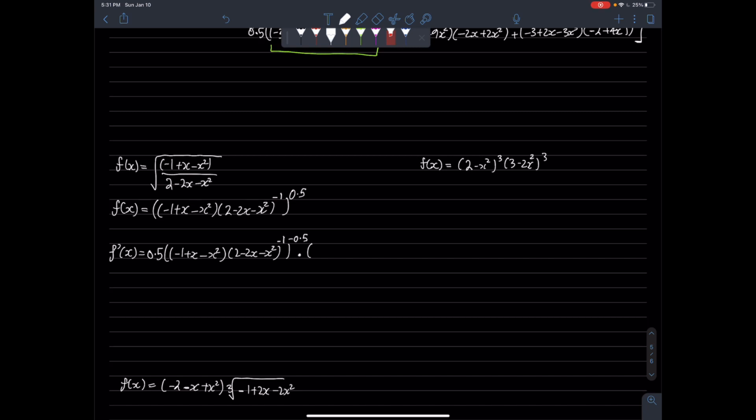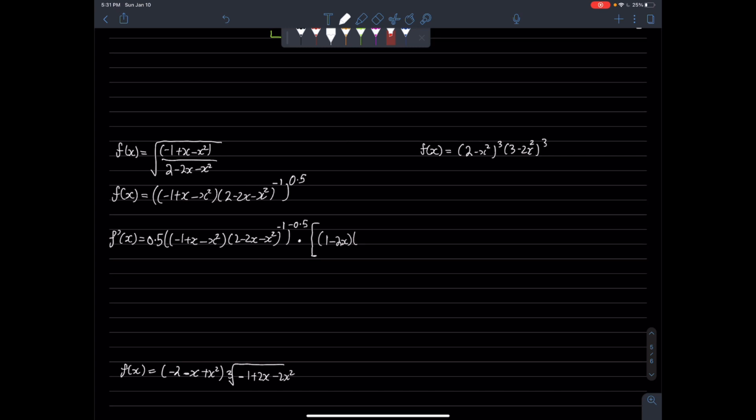So derivative of the first part first. It'll be just 1 minus 2x times, okay, we gotta put a big bracket here. I don't like how that looks. We gotta make sure it does not become messy or it's going to be very hard to read, especially on a test. You don't want to be wasting time trying to read your own writing. So 1 minus 2x, yeah.